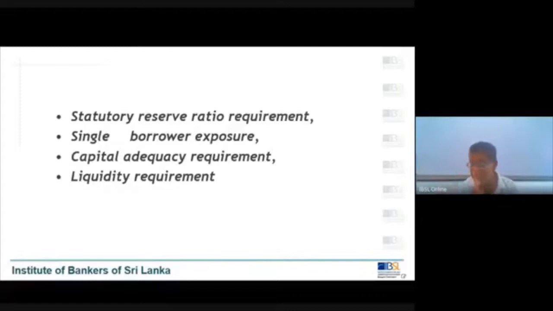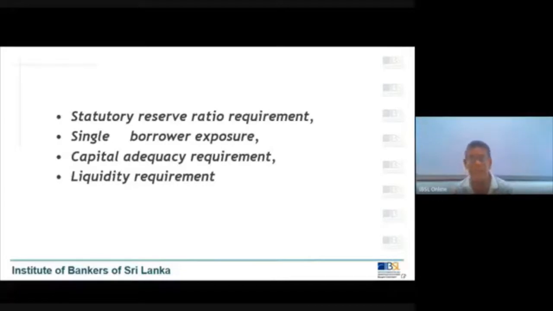Okay, so the liquidity requirement you need to maintain for day-to-day operation is 20%, right? But again, because of COVID, the central bank has brought down the liquidity coverage ratio and net stable funding ratio from 100% to 90% presently, but the liquidity requirement you need to maintain is 20%.